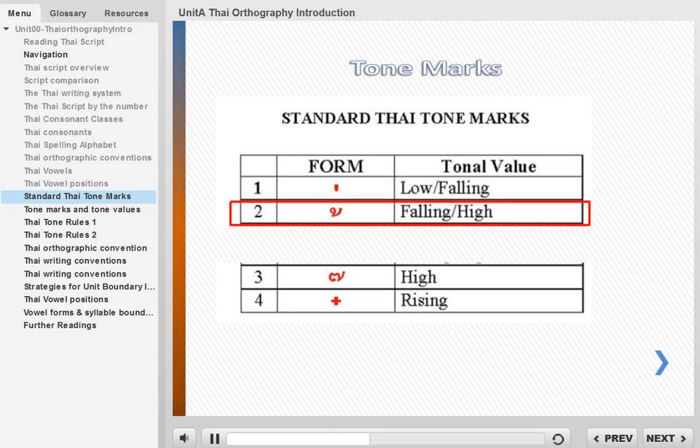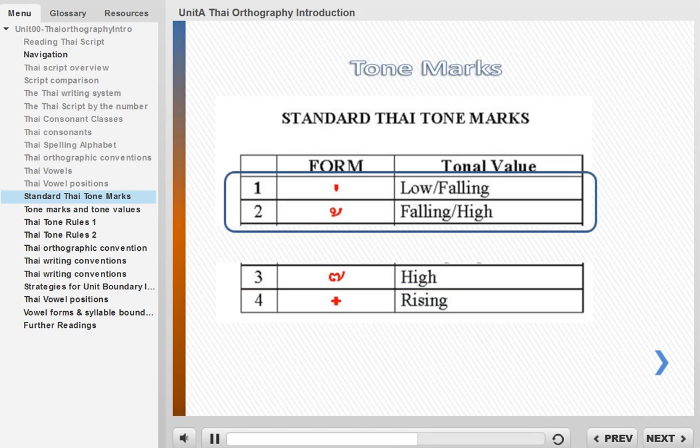Mai To, meaning tone mark 2. It indicates falling or high tone. Mai Tri, meaning tone mark 3. It indicates high tone. Mai Chattawa, meaning tone mark 4. It indicates rising tone.